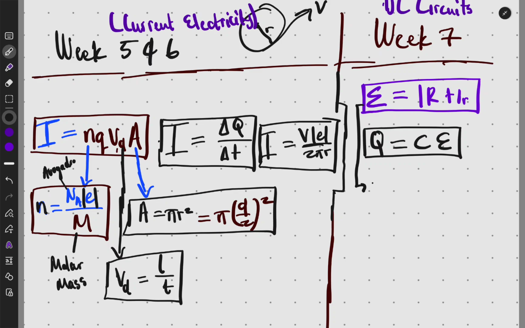Now, the other formula which we can move on to is going to be the power supplied. You should know that if we now ask for the total power supplied, instead of VI, it will be EI or IE.